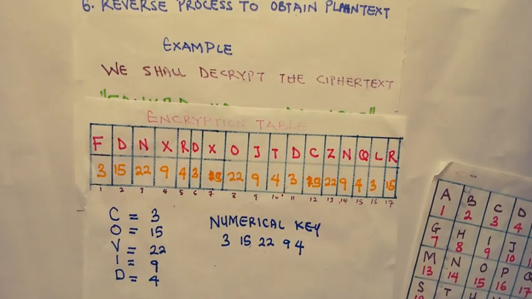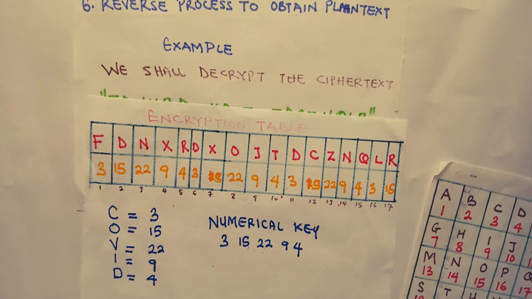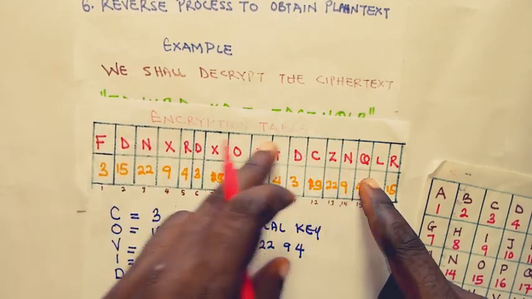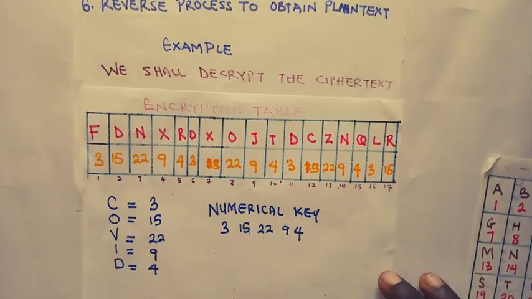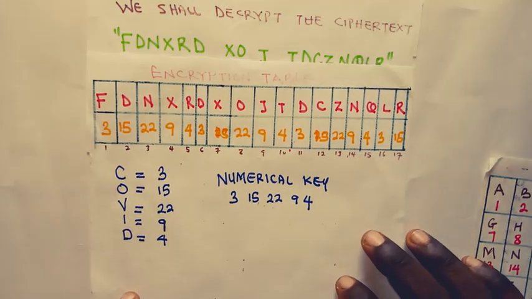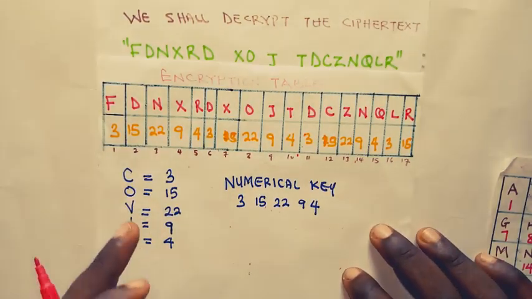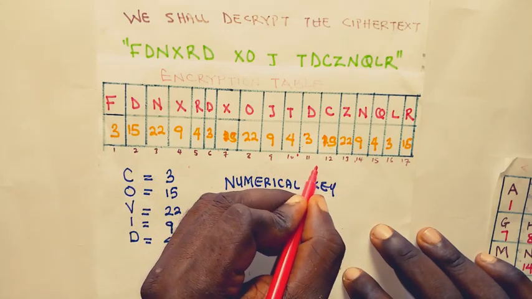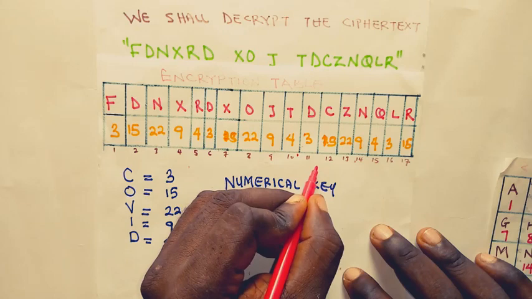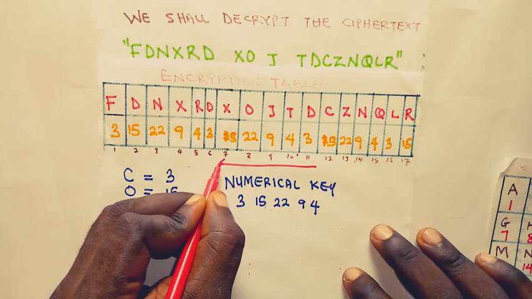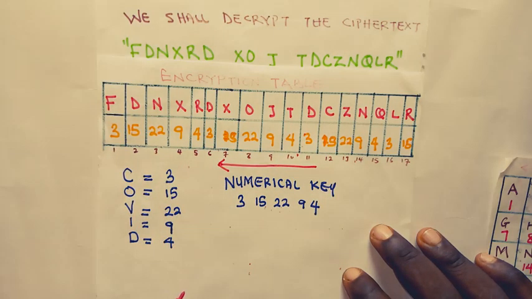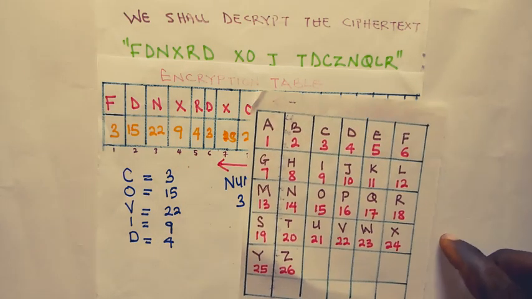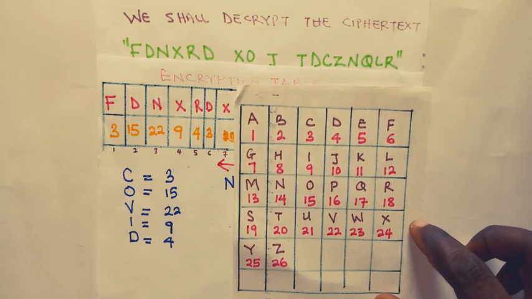So having done that, I can begin my decryption. Notice that I did not put any space in between the words. This is the decryption process, so I have to count backwards. I have to shift backwards, and I'm still going to be using my value table here.